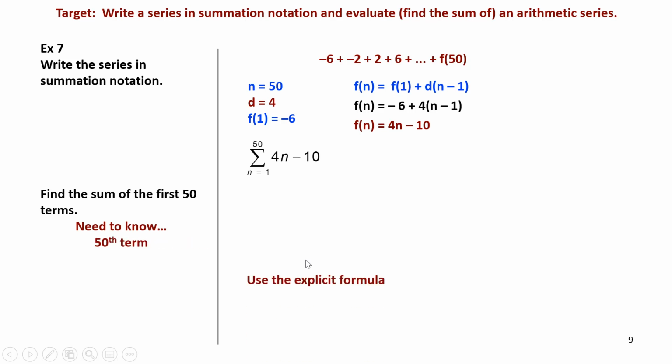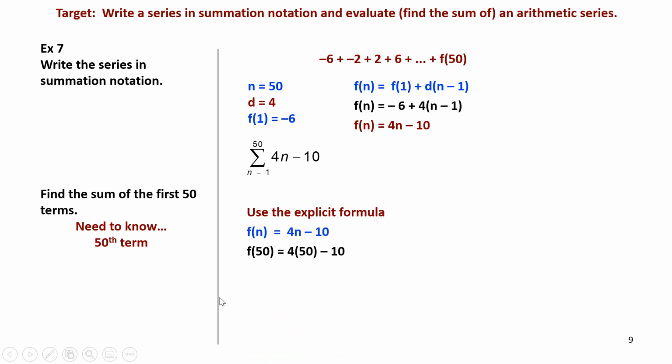Okay, so we're back, and we need to know what the 50th term is. Remember, our formula requires the first and the last term. We've already got the first, but we need the 50th. And because we have this explicit formula here, we can plug in 50 for n, do some math, and we end up with 190. There's my 50th term. Now we go to our sum formula. Remember this? The sum of 50 terms is equal to 50 over 2 times first plus last. And you do some math in your calculator and you get 4,600.